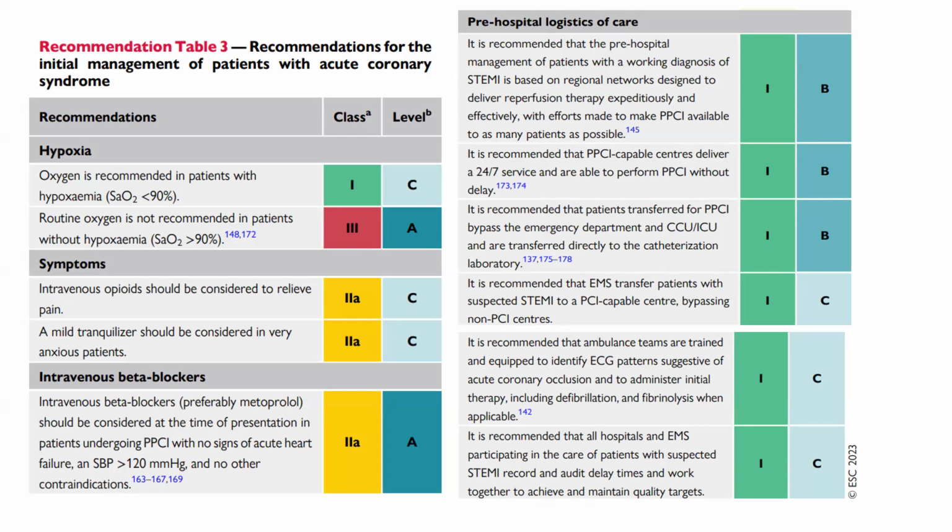Beta blockade, metoprolol, if they are not having heart failure and their systolic blood pressure is greater than 120 and no other complications, should be considered 2A. But there has been some paper on the use of beta blockade post-MI in patients with preserved ejection fraction. I believe some of us have seen it where there was no real benefit in those who had preserved ejection fraction post-acute myocardial infarction.